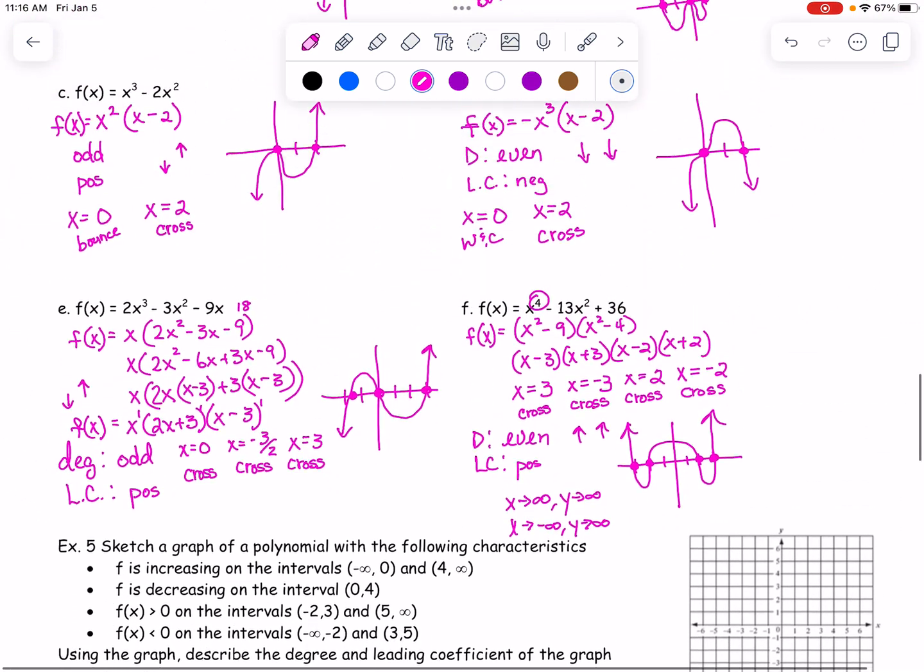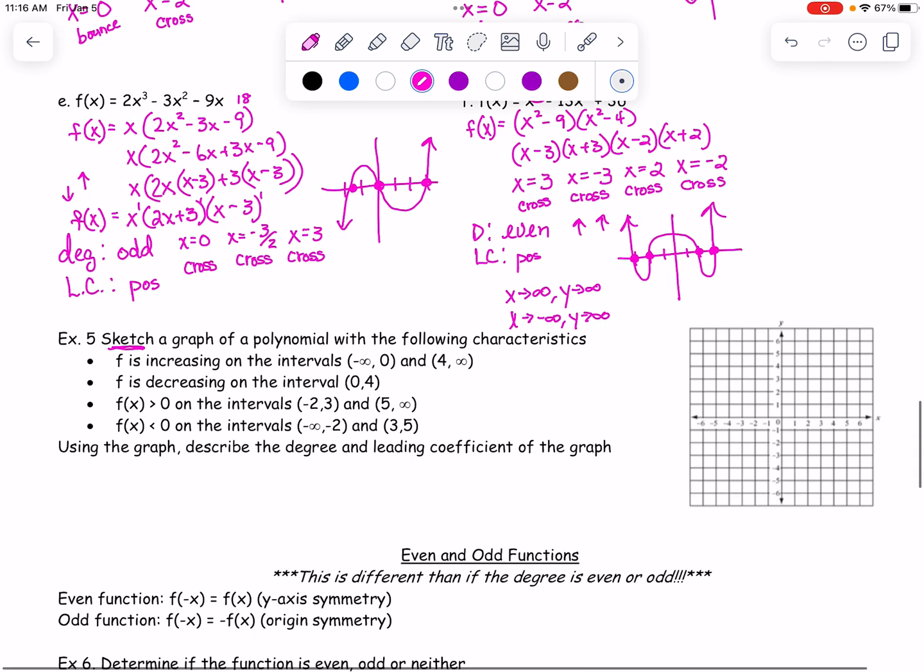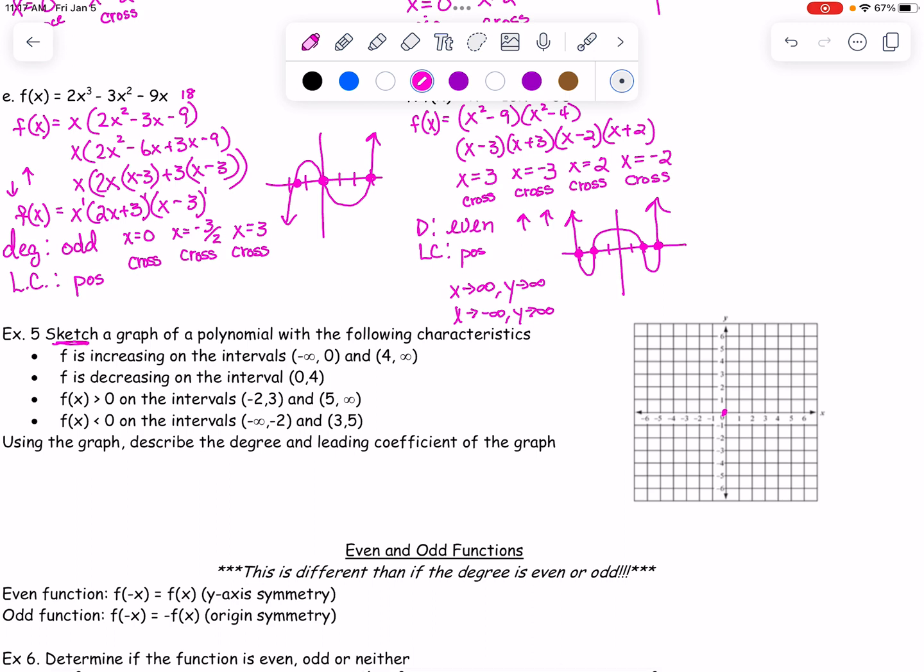Remember, these are sketches, not a graph. So look right here, it says sketch a graph. When we sketch a graph with different characteristics, it's helpful if you use your highlighter. For some of these, it says f is increasing on the interval from -infinity to 0. So something is going to happen at the 0 mark, and then it's going to increase from 4 to positive infinity. It's going to decrease between 0 and 4.